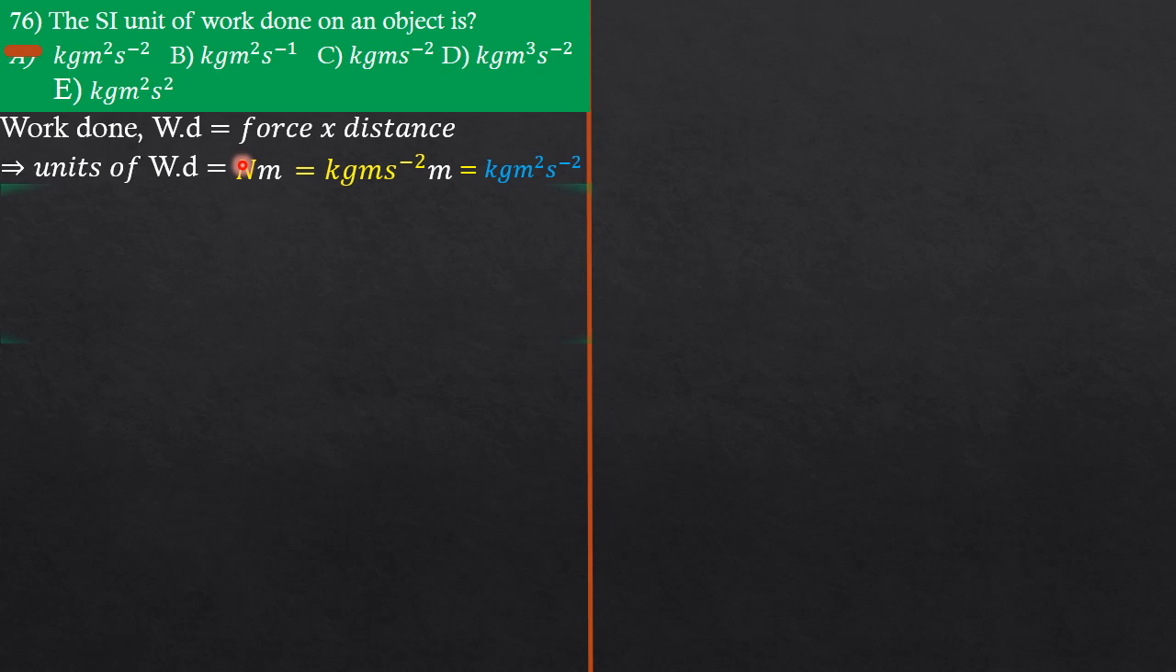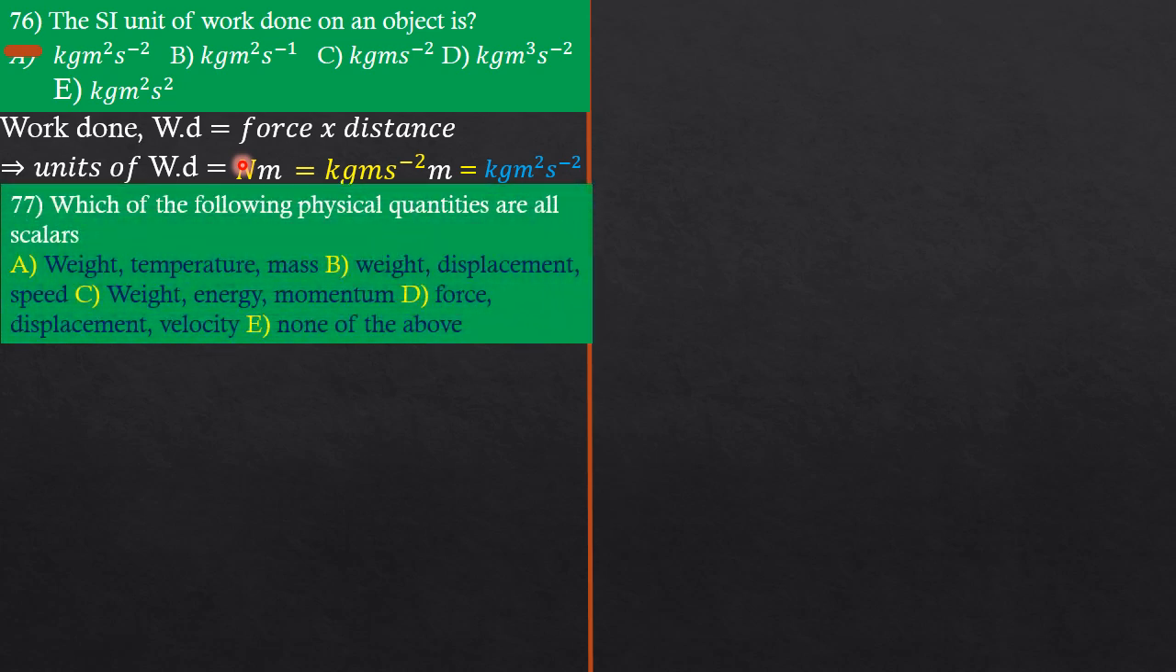All right guys, let's look at question 77, which simply reads that which of the following physical quantities are all scalars? A, weight, temperature, mass. B, weight, displacement, speed. All right, so guys, let's analyze each of the options step by step. All right, so guys, let's start.